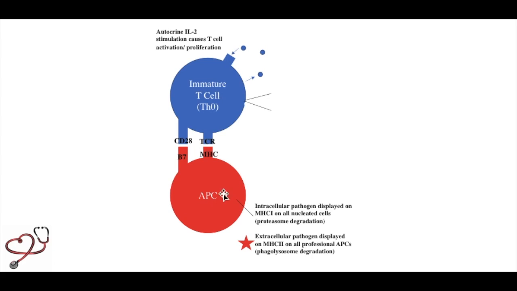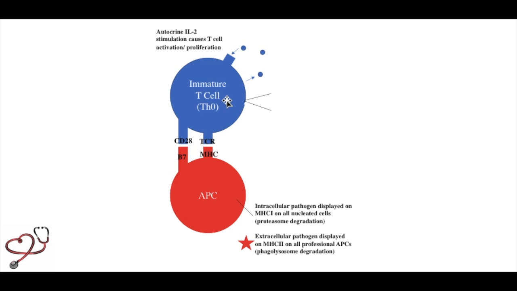So professional antigen-presenting cells, which again are macrophages, dendritic cells, or B cells, will present extracellular pathogen or antigen, which have undergone phagolysosome degradation, on MHC2, which will then activate the immature T cell or Th0 cell through T cell receptor MHC engagement. Now this requires co-stimulation by B7 on the APC and by CD28 on the T helper cell. Without this co-stimulation, this interaction cannot result in any successful activation of the immature T cell.